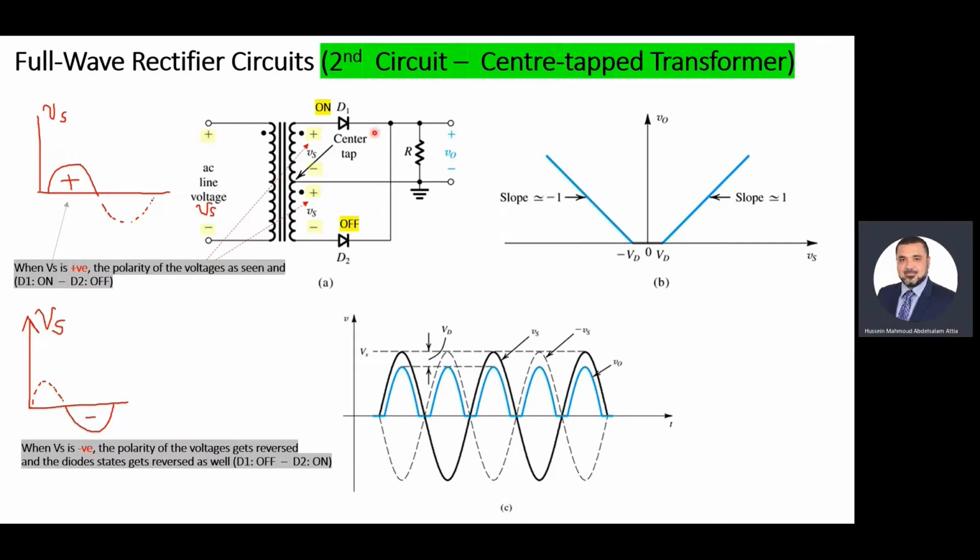Okay? This circuit is another version of the full wave rectifier. We call it center tap. Center tap means you have one big coil as the primary coil, الملف الابتدائي, and the secondary coil, which takes the energy on the other side, is split. So we have like two sources.